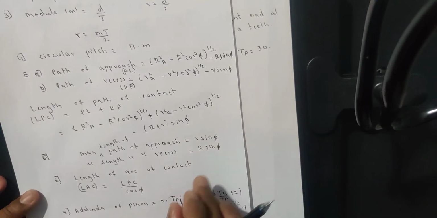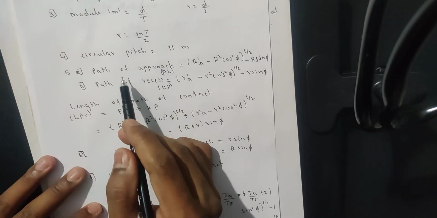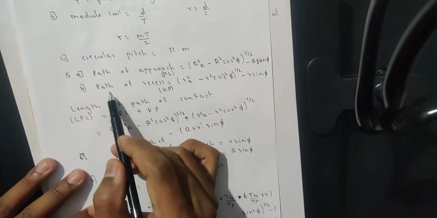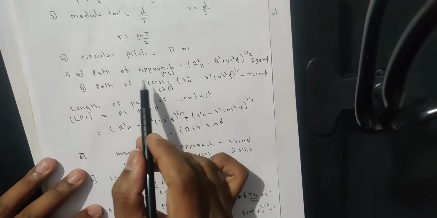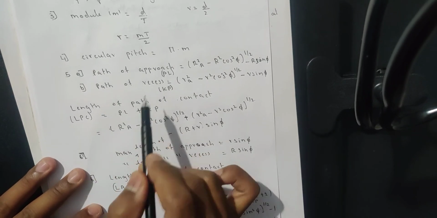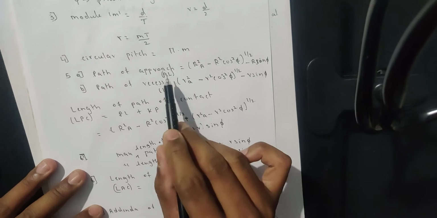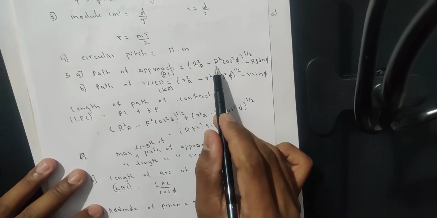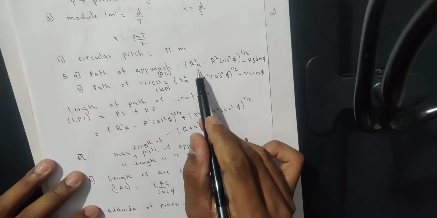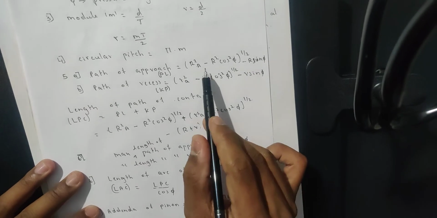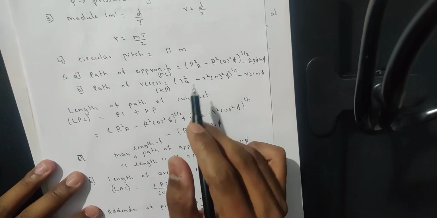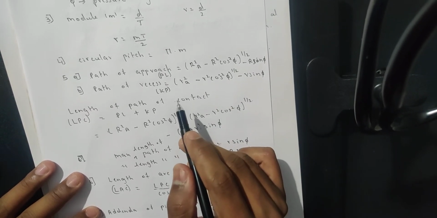So if you observe here, we have this formula for the path of approach and path of recess. There is a formula which has been given here. Okay, so in order to do that, I have to find out these values, that is the RA value and the R value. So what is RA? RA is nothing but the addendum radius. So what is the addendum radius?